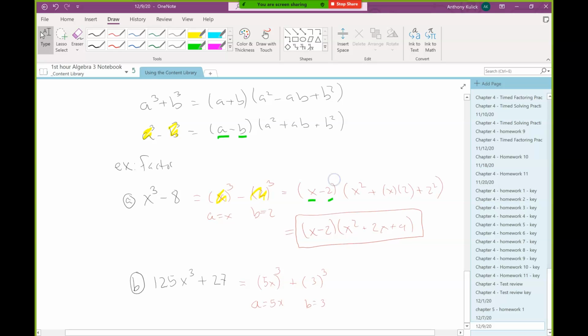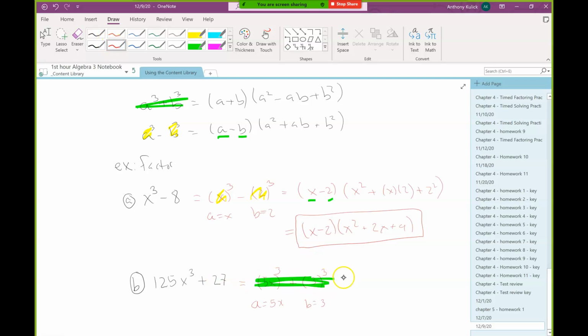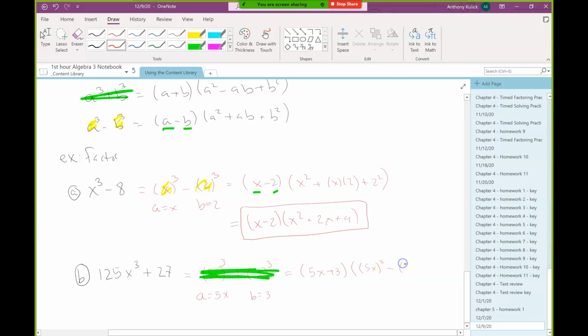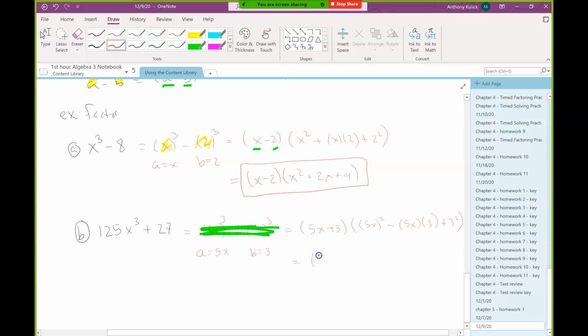So if I go up to my sum, which is what I have here, right, a sum, I can fill in, I have a plus b, and then a squared minus a times b plus b squared. If I clean that up a little bit, 5x squared is 5x times 5x, so that's 25x squared. 5x times 3 is 15x, and 3 squared.